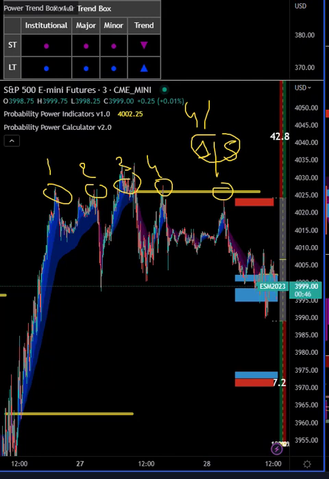Do we all agree? Yes or no? This is simple statistics. 1, 2, 3, 4, 5. It was right. Four times it was the resistance. So I have 4 chances out of 5 that if I short here, I'm going to be right. Right? But look what I have to do.